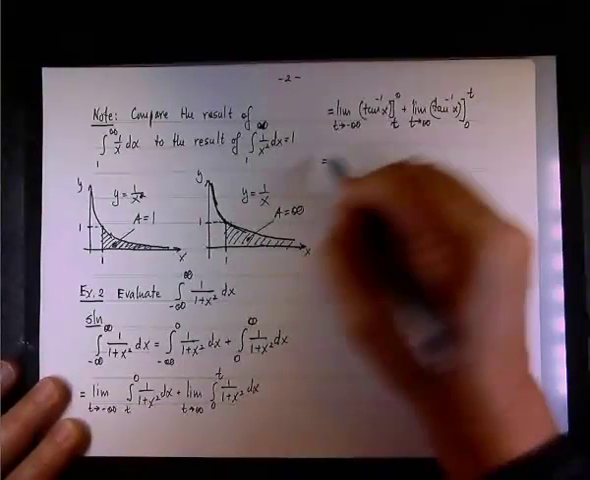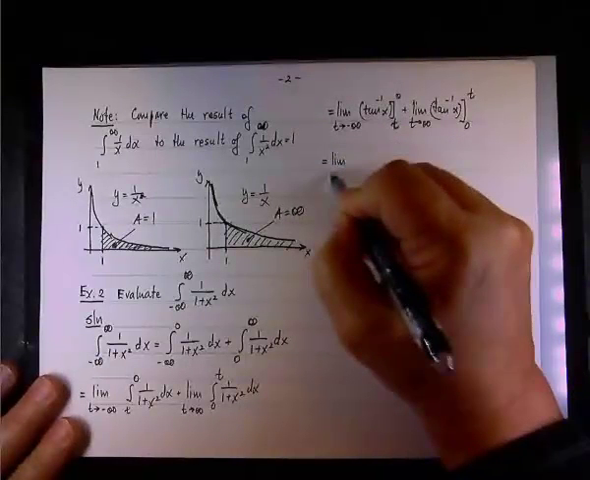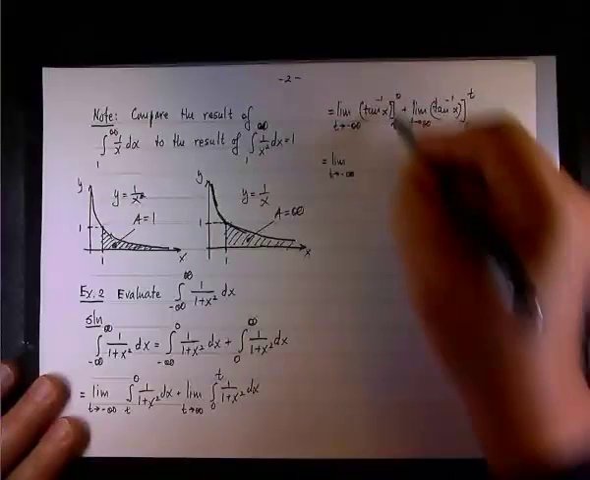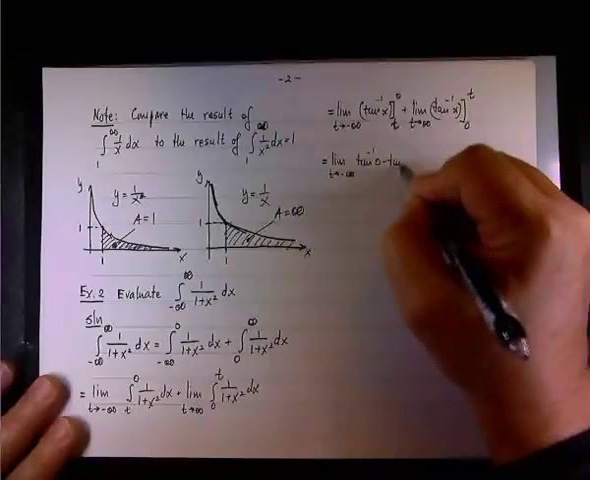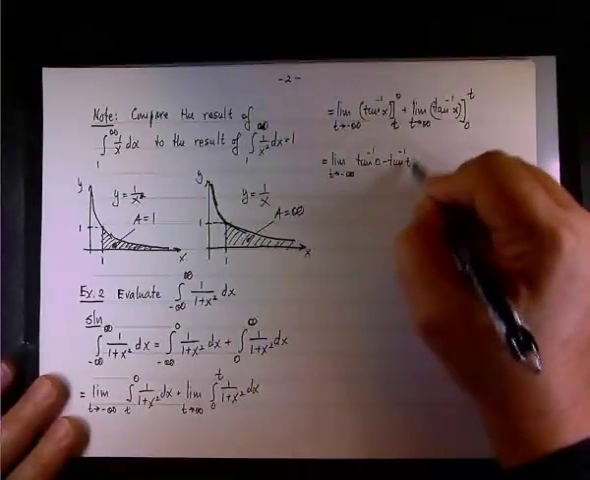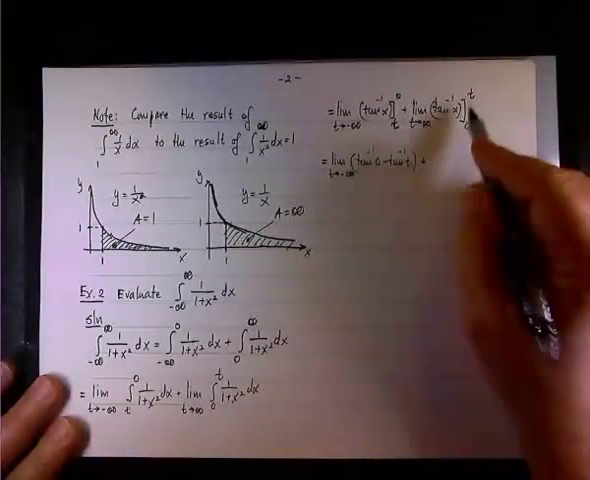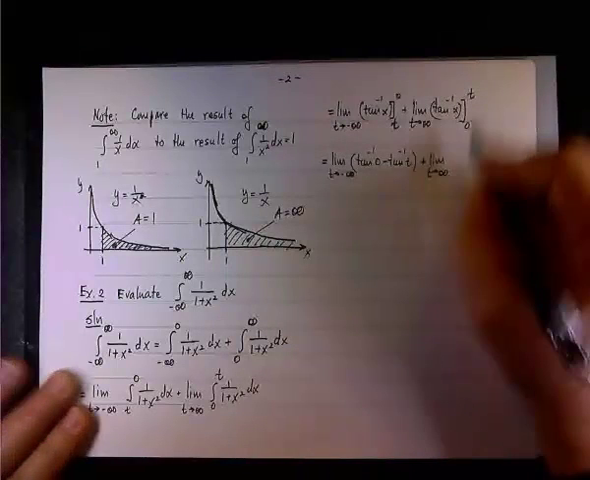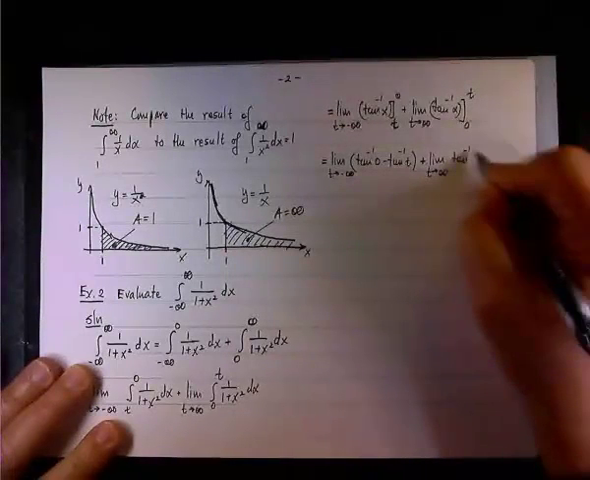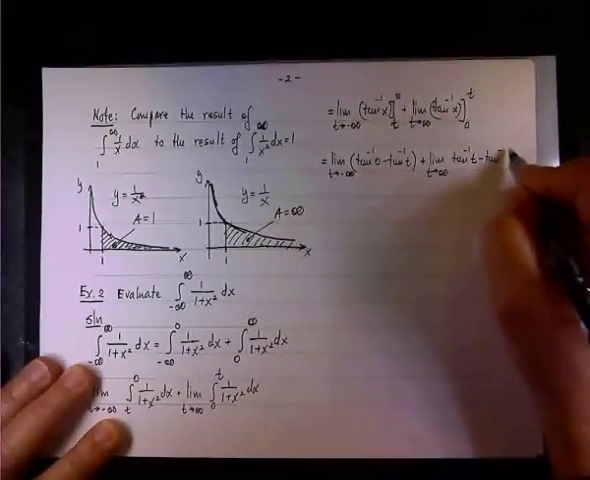Now we're dealing with limits here. Here's what's going to happen. We have the limit as t goes to negative infinity, and we evaluate: the inverse tangent of 0 minus the inverse tangent of t. I'm sorry, we add this one, the limit as t goes to infinity, and here we have the inverse tangent of t minus the inverse tangent of 0.